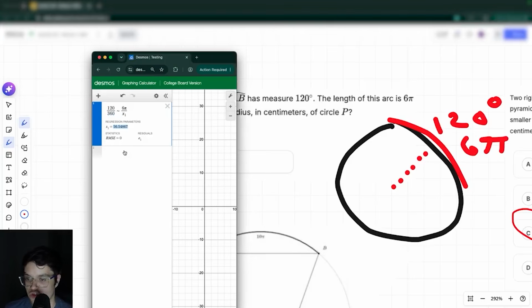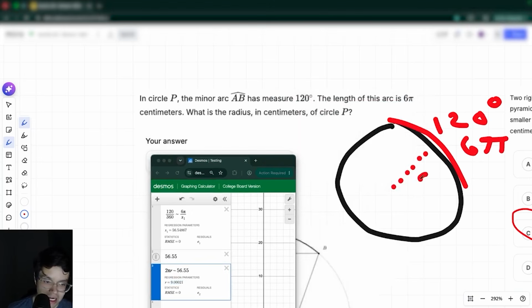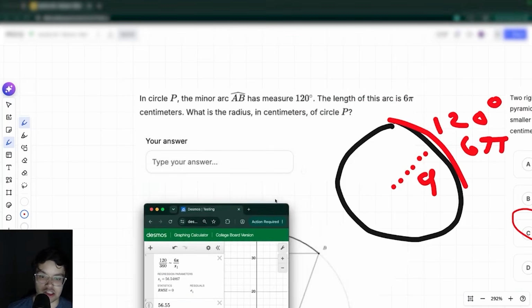So x1 says here is 56.55, so I can do 56.55 there. That is the full circumference of the circle. Now remember as well that circumference is 2 times pi r. So what we literally could just say here is 2 pi r equals 56.55, and then we get r must be equal to 9. Looks like a whole number, so probably is correct. So yeah, 9 is what I'm getting there for the answer. And so yeah, 9 would be the answer.